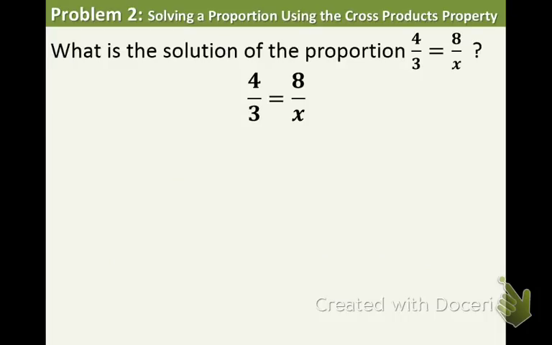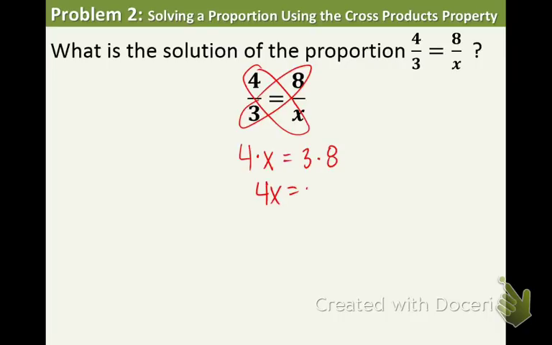In example 2, we're going to use the cross multiplying process. We have 4/3 equals 8 over x. We're going to cross multiply. So we have 4 times x on one side and 3 times 8 on the other. 4 times x is 4x and 3 times 8 is 24.